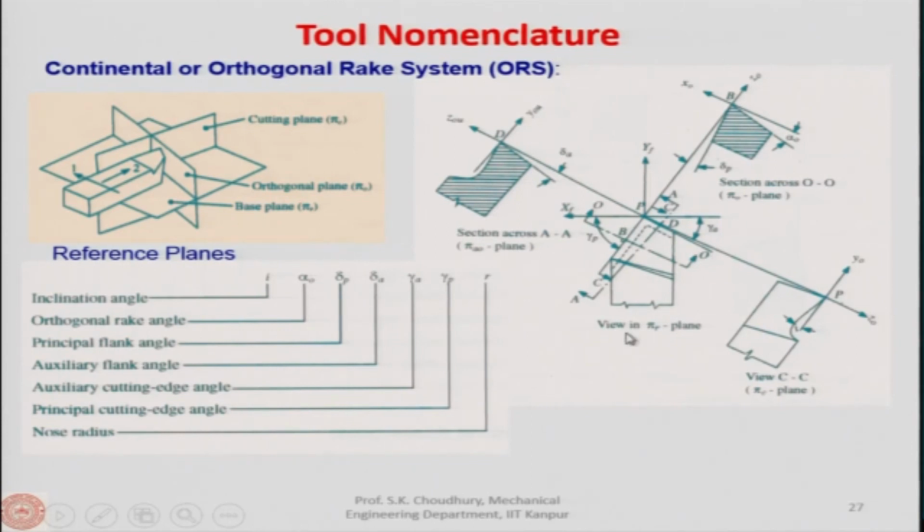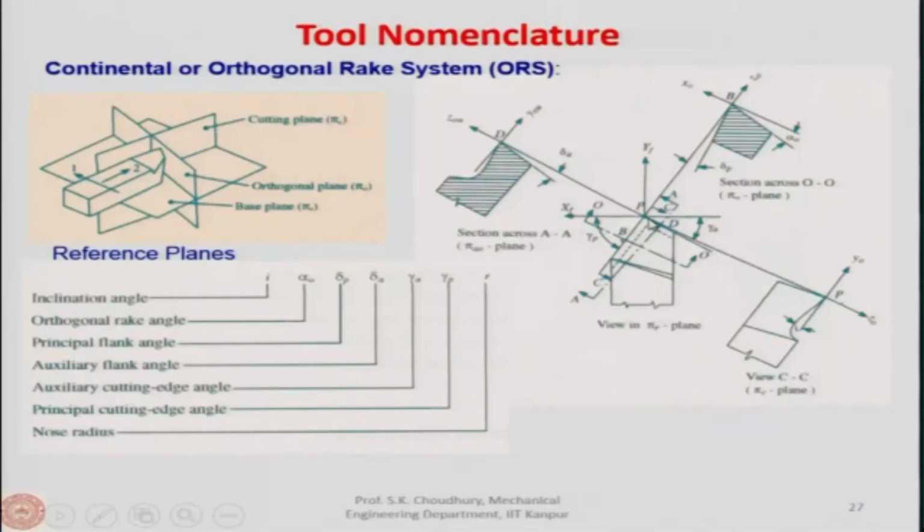So, these are the 6 angles like in case of the ASA, one set of rake angles, one set of flank angles and one set of cutting edge angles, plus one another parameter which is the tool nose radius, and since it is in the orthogonal rake system or it is also called the continental system, this is given in the unit of millimeter. Okay. Whereas, in case of the coordinate system, since it is an American system, there it is given in inch, that is the only difference.